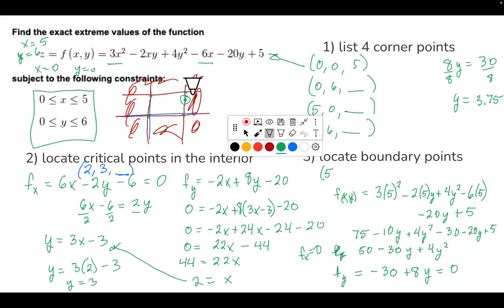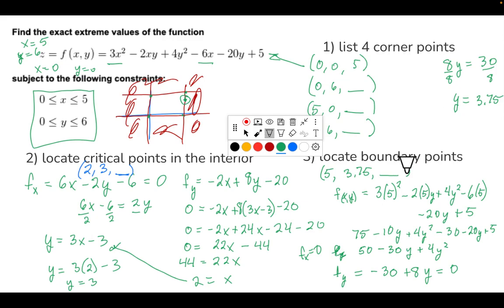Okay. Good. I'm not sure it makes sense to me yet, but we still need to plug in those 2 points and find the z value to see overall which one is going to give us the biggest z and which one's going to give us a small z. Okay.